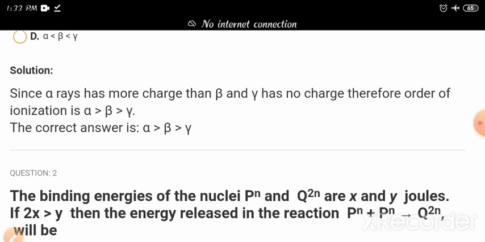Since alpha rays have more charge than beta and gamma has no charge, therefore the order of ionization power is alpha is greater than beta, and beta is greater than gamma. So the correct answer is A.